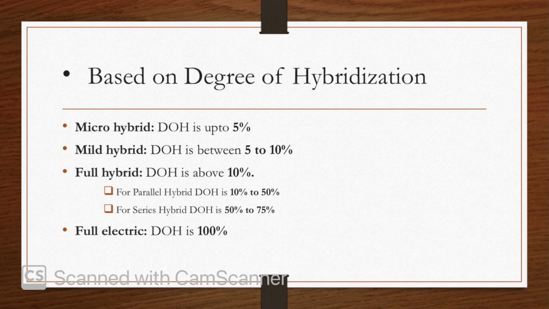But there are two categories in full hybrid. For the parallel hybrid vehicle, the degree of hybridization ranges from 10% to 50%, and for the series hybrid vehicle, the degree of hybridization ranges from 50% to 75%. The fourth type based on degree of hybridization is full electric vehicle. In this, the degree of hybridization is 100%.